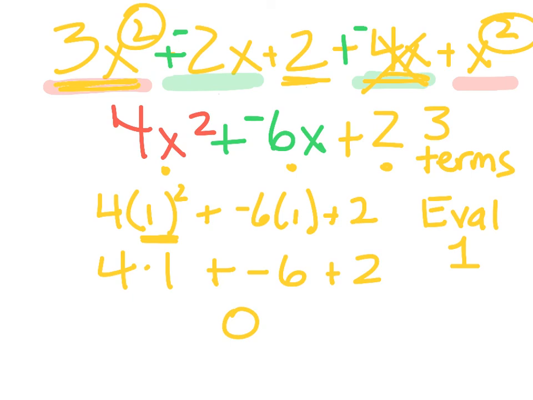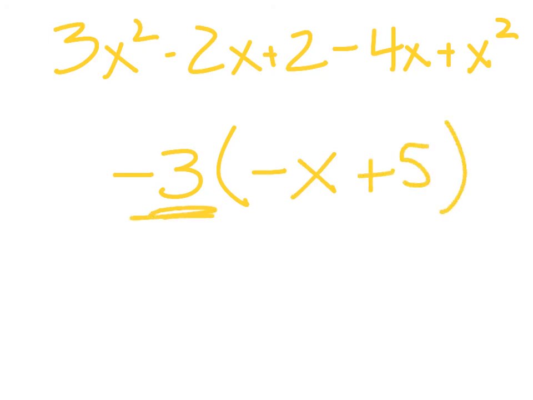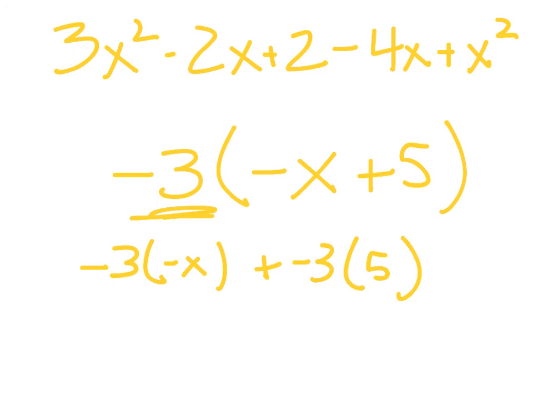What's distribution? Distribution is when you have to multiply everything on the outside of a parentheses by everything inside. So in this case, the negative 3 is going to be multiplied by the opposite of x. And then the negative 3 is going to be multiplied by 5. Right now we have two terms. Negative 3 times the opposite of x is positive 3x. And negative 3 times 5 is negative 15. Two terms. Can't simplify anymore because these don't have the same exponent or variable.